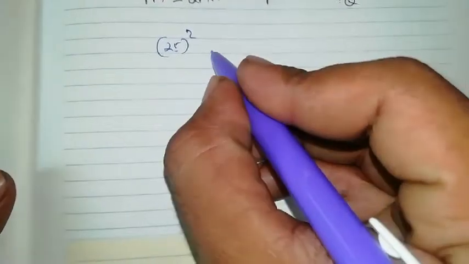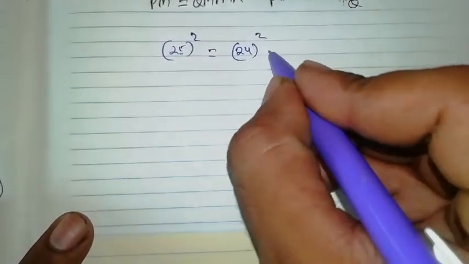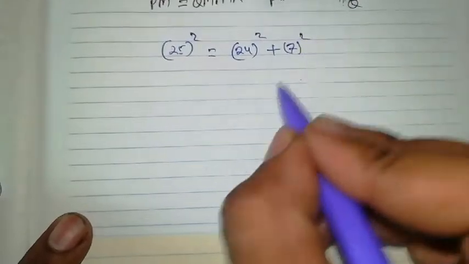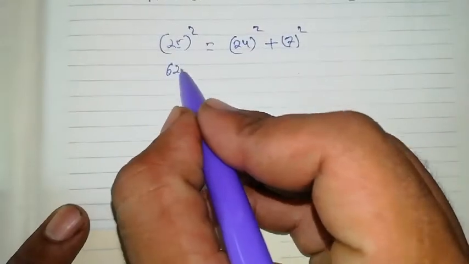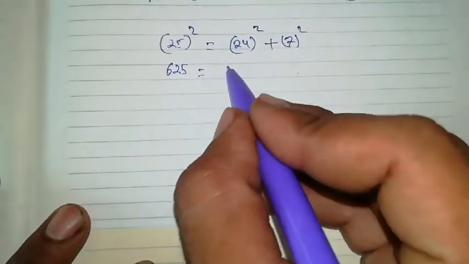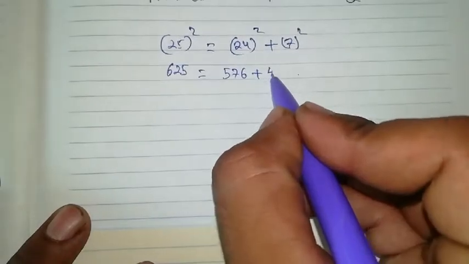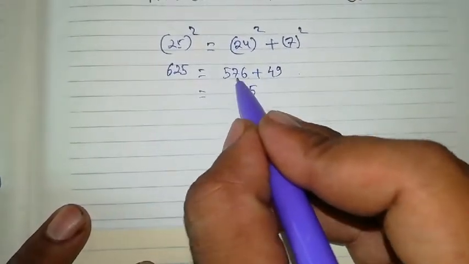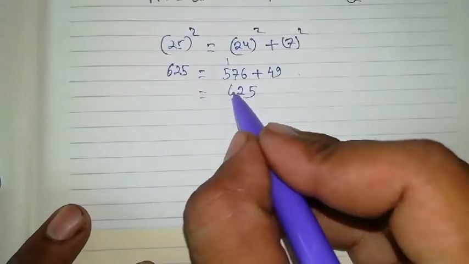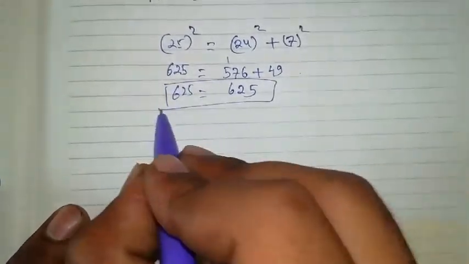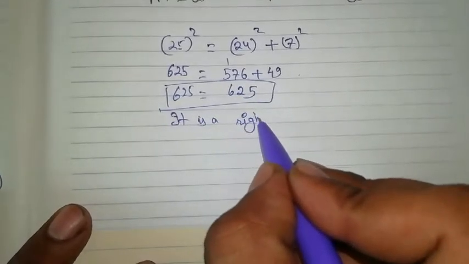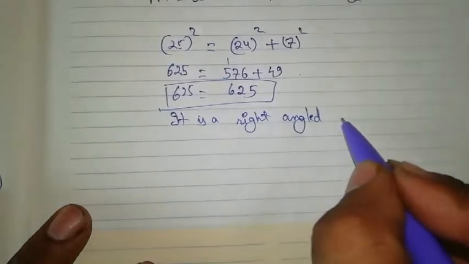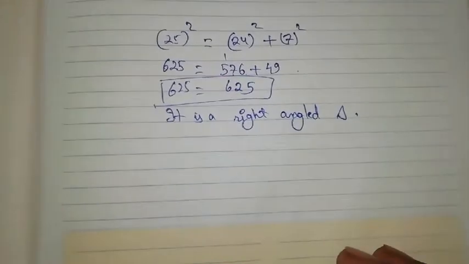So we have the largest side, which is 25. If 25 square is equal to the sum of squares of the other two sides, then only we can say that it is a right angle triangle. So here 25 square is nothing but 625. 24 square is 576 plus 49. So 9 and 6 is 15, carry 1, 1 and 1 is 2, 1 is 6. So 625 is equal to 625. So we can say that it is a right angled triangle.